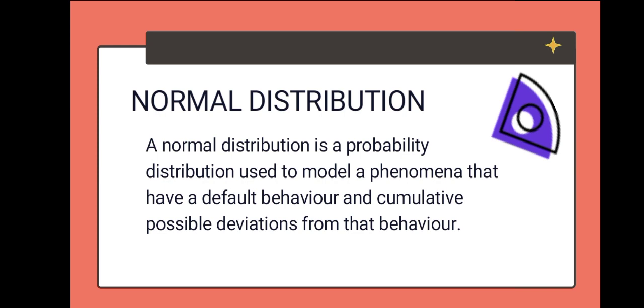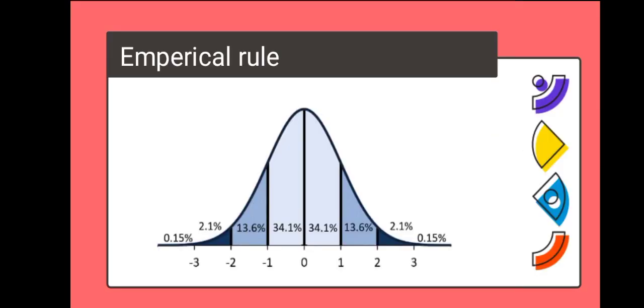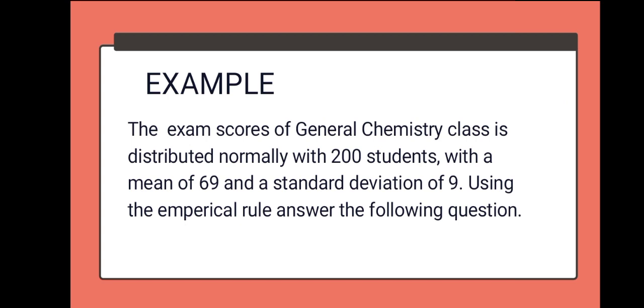A normal distribution is a probability distribution used to model a phenomenon that has a default behavior and cumulative possible deviation from that behavior. Empirical rule. The empirical rule, or the 68, 95, 99.7 rule, tells you where most of the values lie in a normal distribution. Example: the exam scores of a general chemistry class of 200 students are normally distributed with a mean of 69 and a standard deviation of 9. Using the empirical rule, answer the following questions.